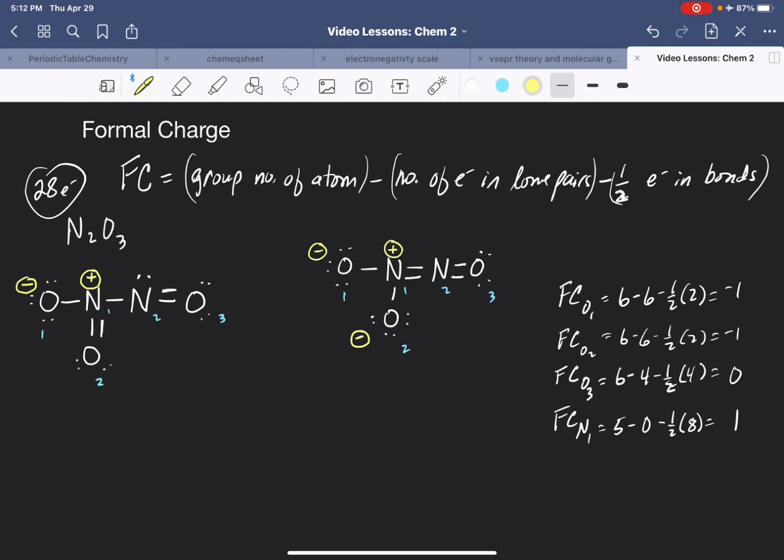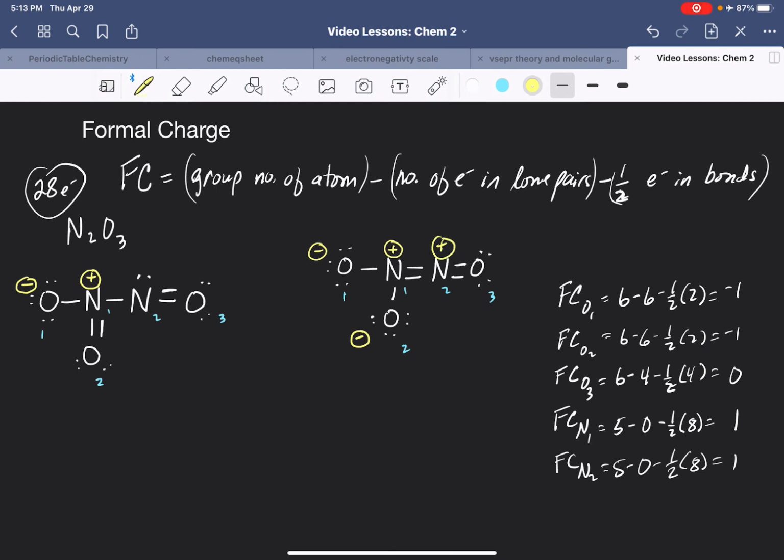If you look carefully, this nitrogen and this nitrogen are bonded exactly the same. They have 4 bonds, and they have no lone pairs. So that means the formal charge on nitrogen 2 has to be the same: 5 minus 0 minus 1/2 times 8, which is 1. And so we know that we get a positive symbol here.